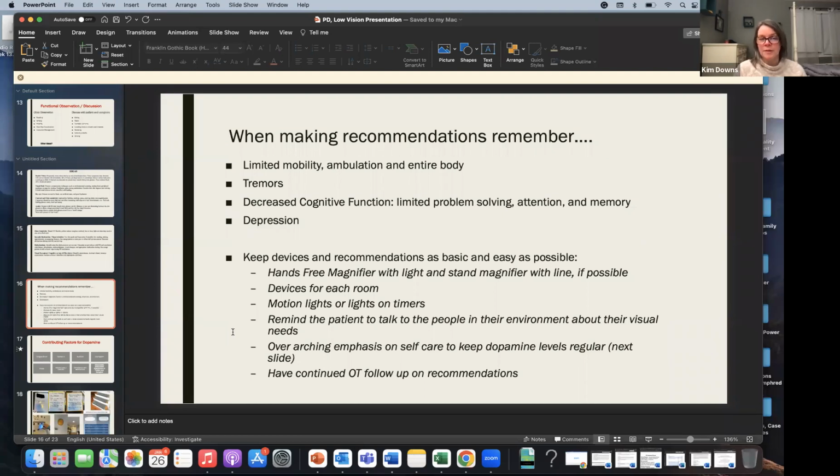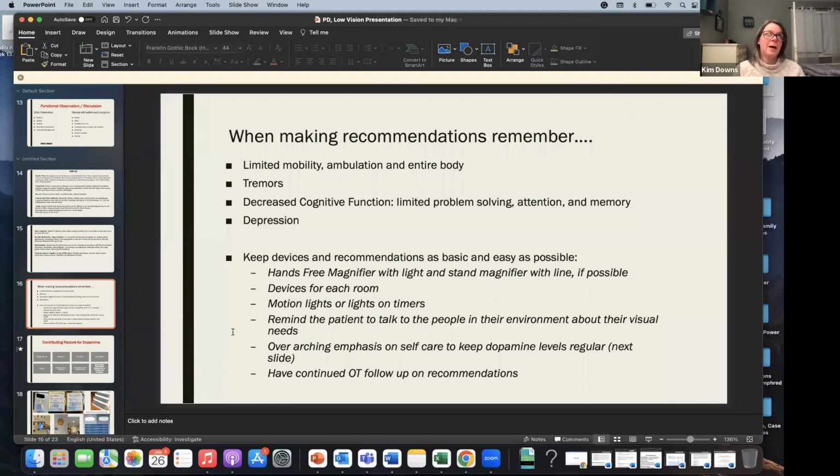Having multiple devices for each room, because they're likely not going to carry the devices back and forth between rooms, or if they have to get up and go to another room to get the device, then they're just going to say forget about it. Motion lights or lights on timers are great. Reminding the person with Parkinson's to talk to the people in their environment about their visual needs.